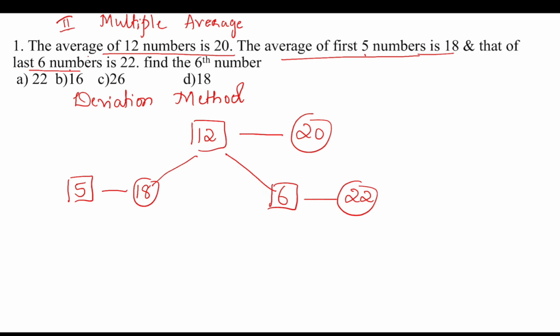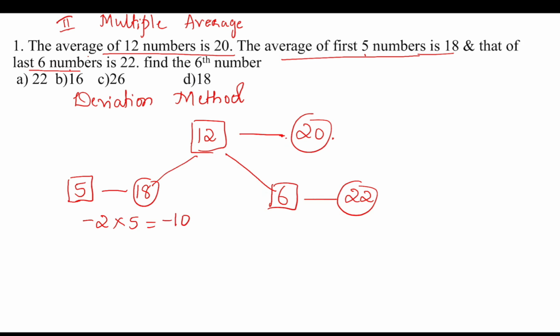Now, see here, the 12 numbers average is 20, but the first 5 numbers average is 18, means how much is it less from the total average? It is less by 2. The 2 average is less for how many numbers? 5 numbers. So 2 into 5 is 10, so minus 10. That means for 5 numbers, 10 is falling short.